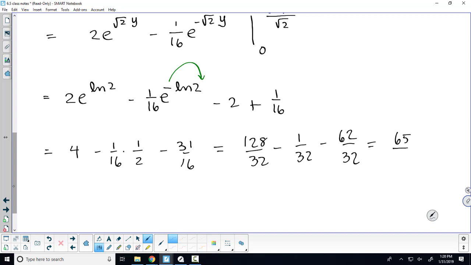63, 37, 57, 65? Somebody double check. It is. That is right. Okay. So that'll be our... What were we finding? Arc length. That's the arc length of the curve.